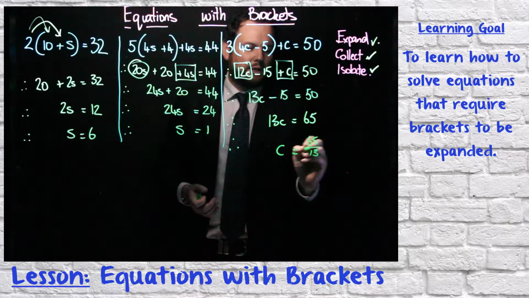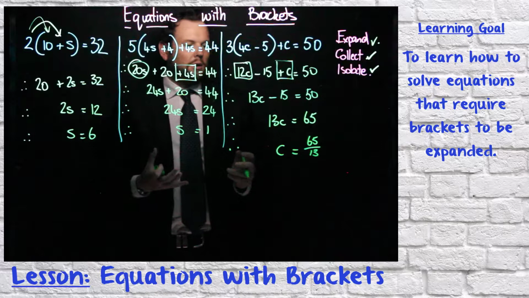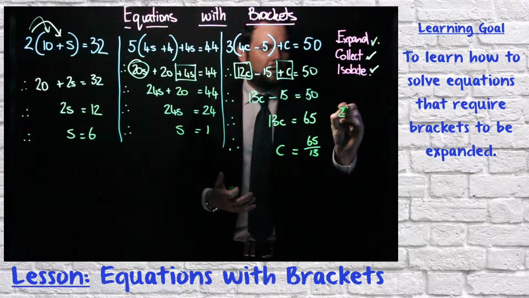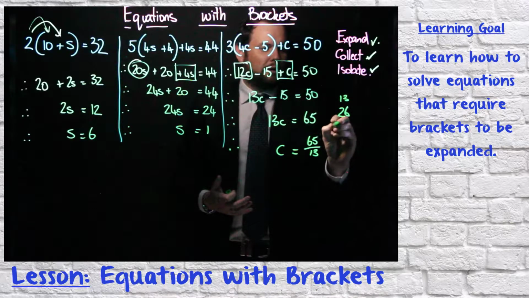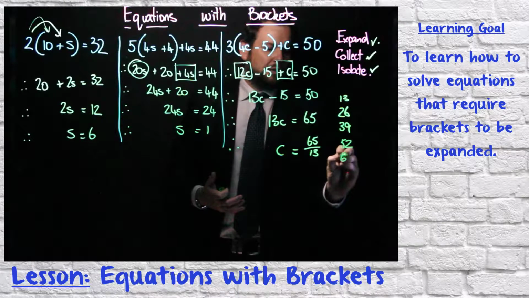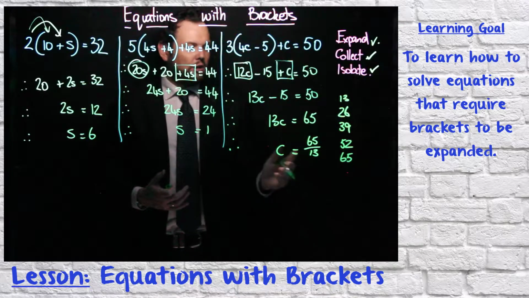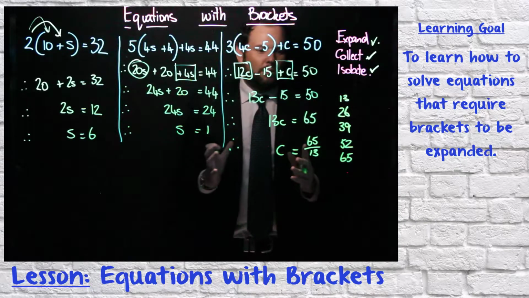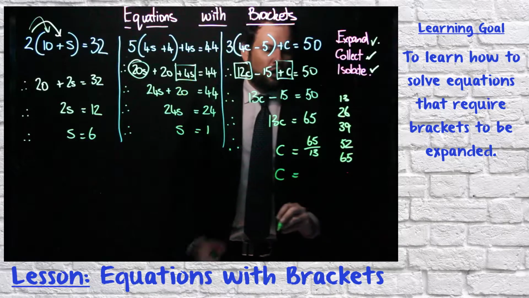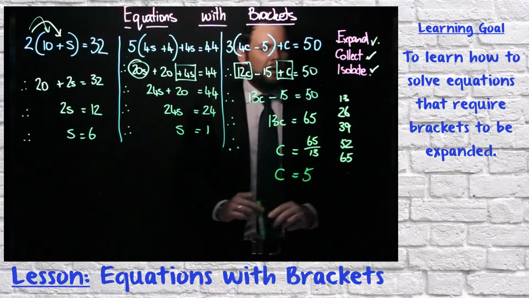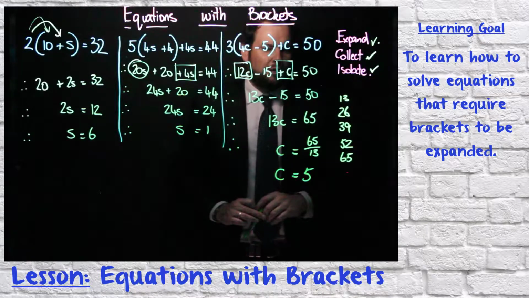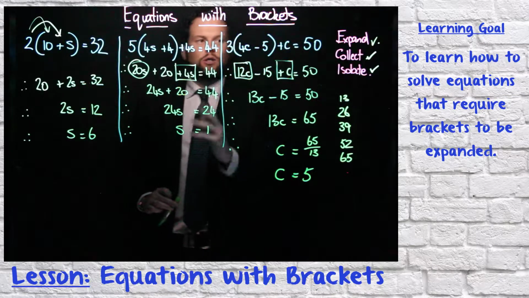65 divided by 13. And now when you get one where you're like, oh, geez, I don't know if that actually works, well, just relax and work it out, okay? 39, 52, 65. So if you know your 13 times tables, which I am a little bit rusty on, you would know that 13 goes into 65 5 times. But if you get something like that, just do the maths and you can work it out and get your answer. All right. So that is equations with brackets.